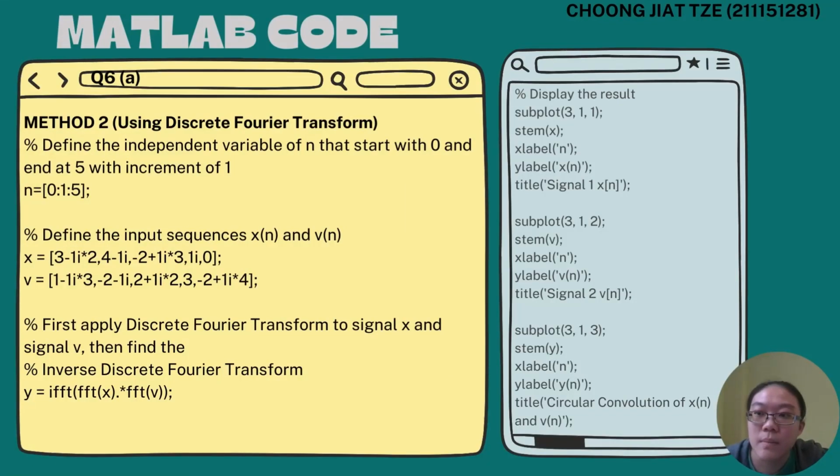The second method is by using discrete Fourier transform. First, I define the independent variable of n that starts with 0 and ends at 5 with increment of 1. Then I define the input sequences xn and vn. The discrete Fourier transform function FFT is implemented on signal xn and vn. After that, inverse discrete Fourier transform function IFFT is computed by multiplying FFT of x and v. Then the result is displayed.